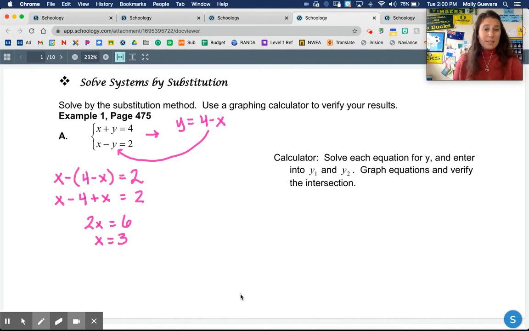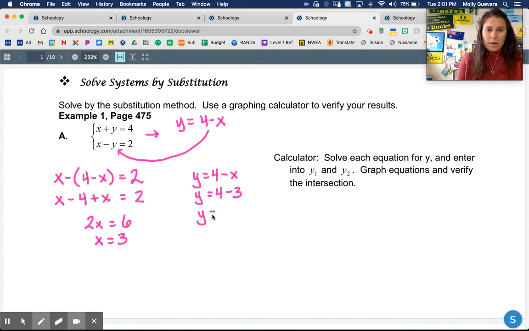Once I know what x is, I can take that and plug it back into one of these equations. So I'll just do this one, right? The y is equal to 4 minus x, but x is 3. So y is equal to 4 minus 3. So y is equal to 1. So the solution here is 3, 1.